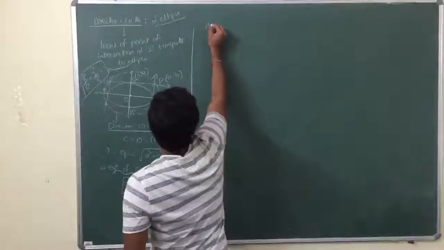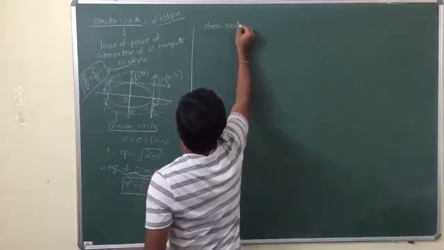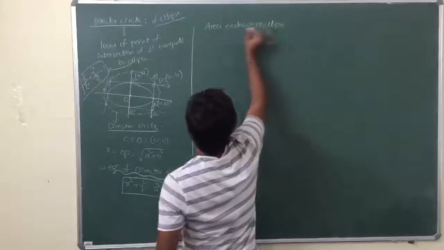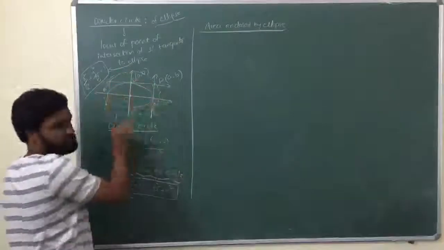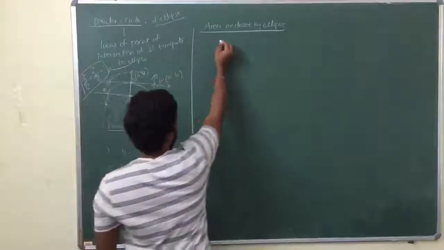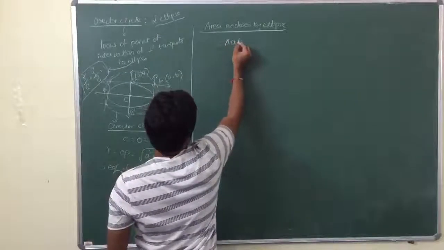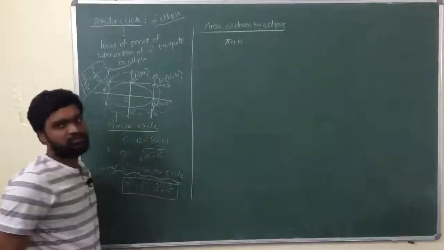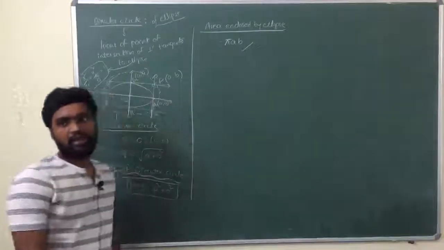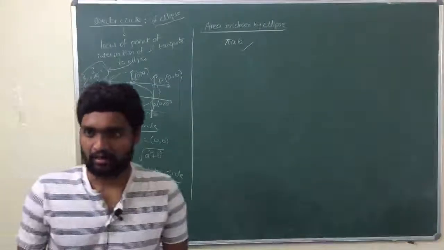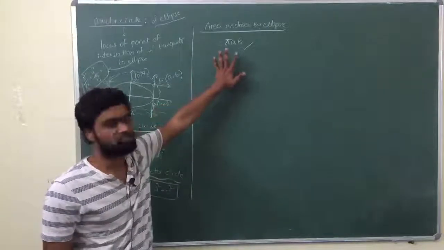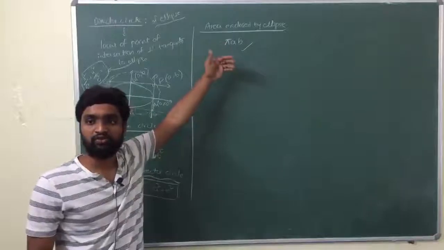Next, area enclosed by ellipse. What is the area of circle? Pi r square, right? So the area enclosed by ellipse is simply pi a b. We discuss how it comes in area under the curves, in the integration chapter. The proof of this you get in the integration chapter. For now, just remember the area enclosed by ellipse will be pi a b, where I can use the example.